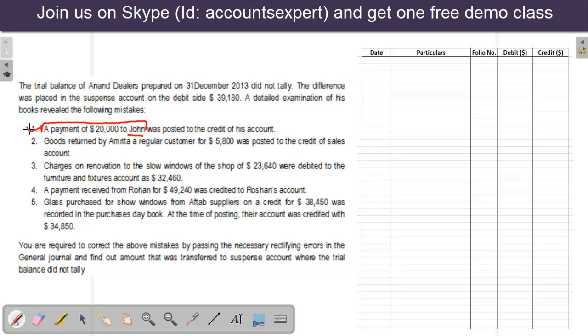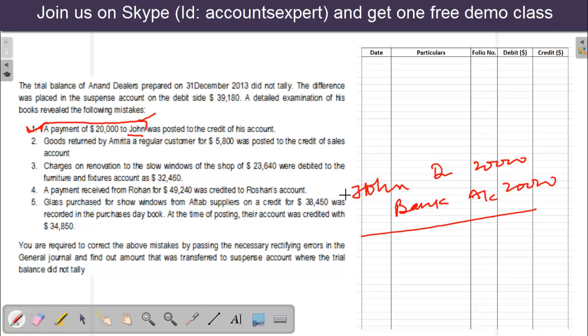Whenever we make any payment to any person, what entry do we pass? In this transaction we made a payment to John, right? So the entry should be: John debit 20,000, because we are paying him, and bank credit. This is the entry, and according to this entry in the ledger we are to debit the John account. According to this, the correct posting should be done on the debit side.